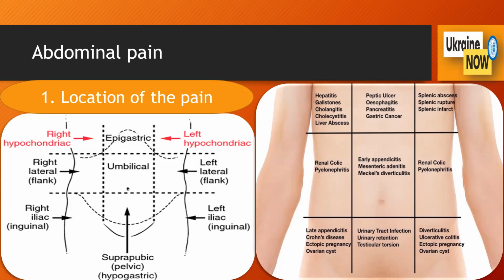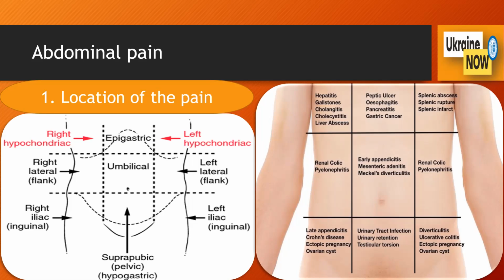Pain in the right hypochondrium is typical for gallstones, hepatitis, cholangitis, cholecystitis, and liver abscess. Pain in the left hypochondrium is typical for splenic abscess, splenic rupture, and infarct. Pain in the umbilical region may indicate violations such as early appendicitis, mesenteric adenitis, diverticulitis.